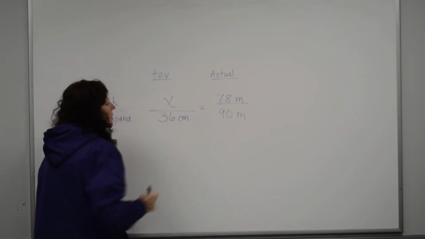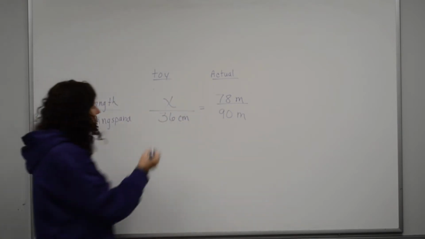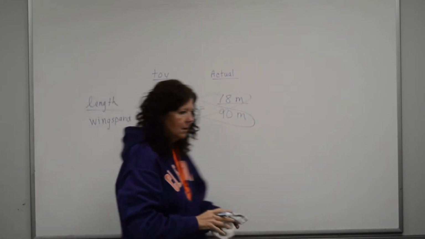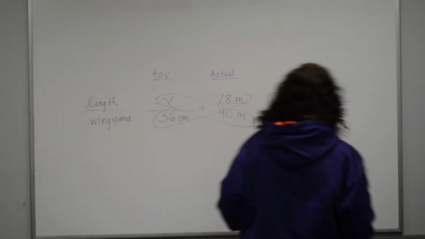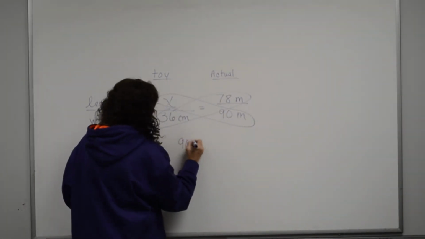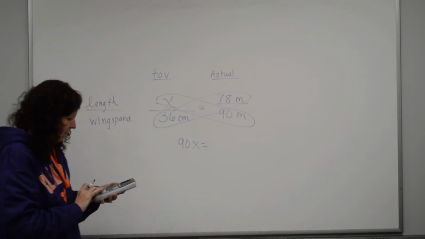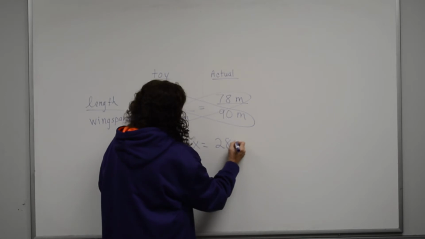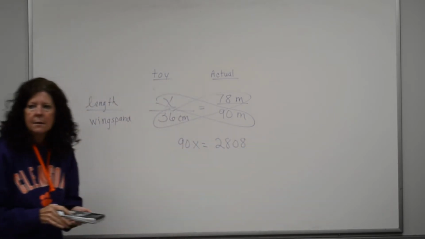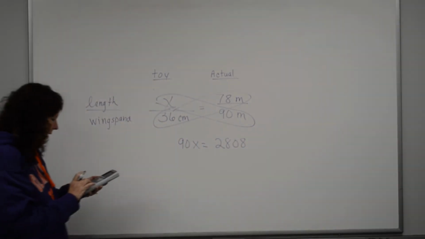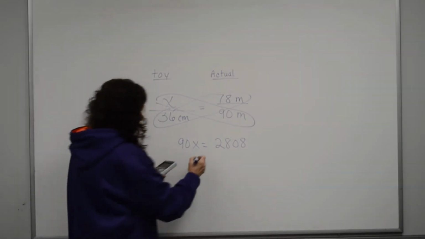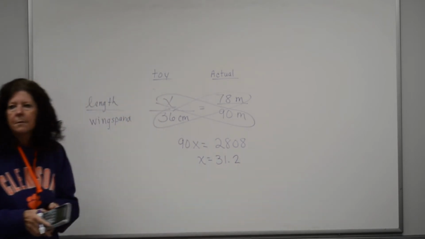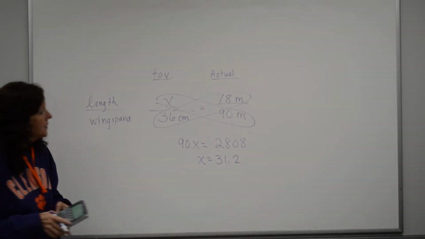It wants to know the length. All I do is cross multiply. But you can't really multiply things that are meters by centimeters. So I've got 90x is equal to 36 times 78, which is 2,808. How am I going to solve for x? I'm going to divide by 90, and it's going to give me 31.2 centimeters.